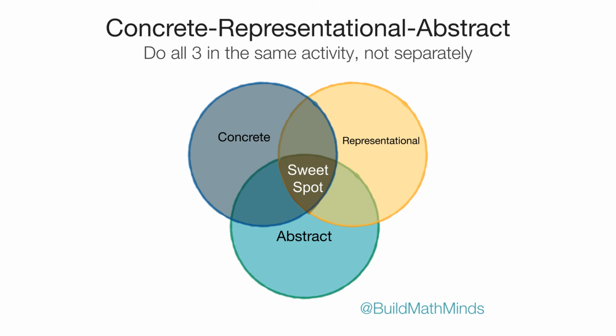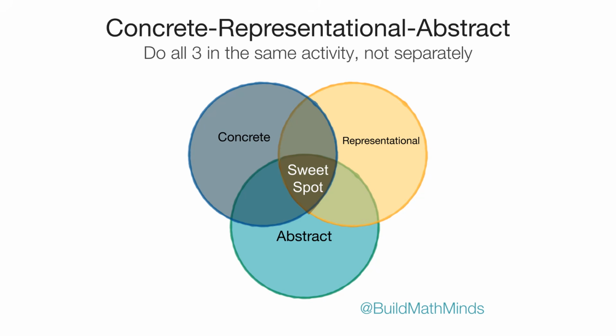Kids are working with manipulatives and connecting it to a drawing and connecting all of that to the written symbols, all at the same time. Those are the lessons where kids have those light bulb moments. Those are the lessons where at the end you walk away and think, that was awesome.